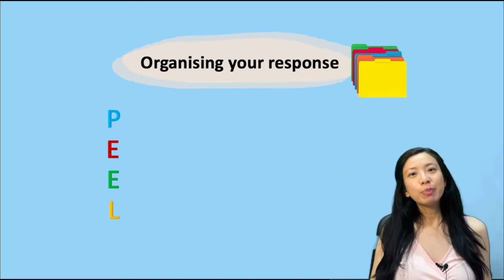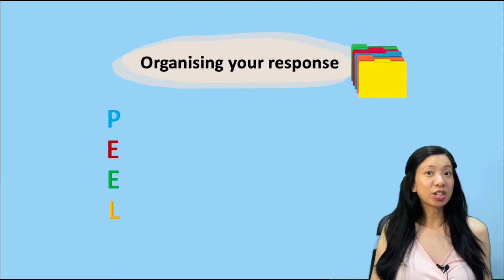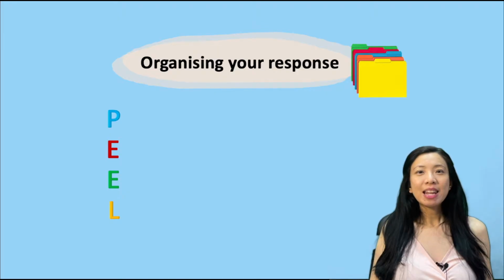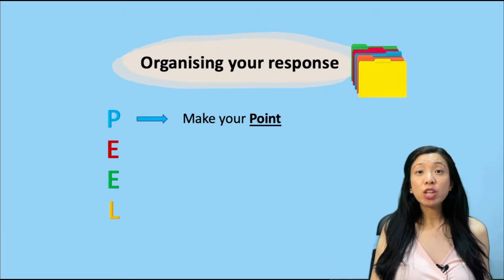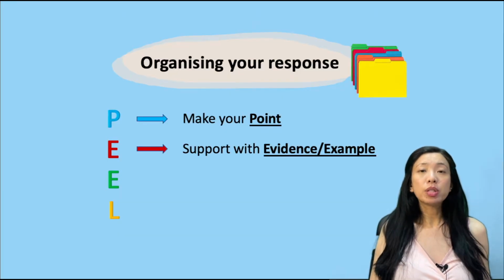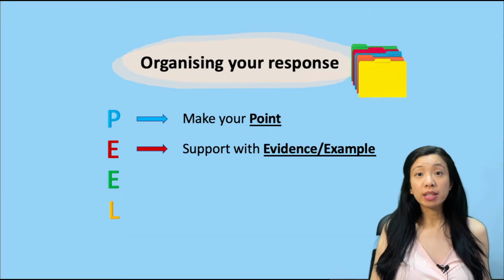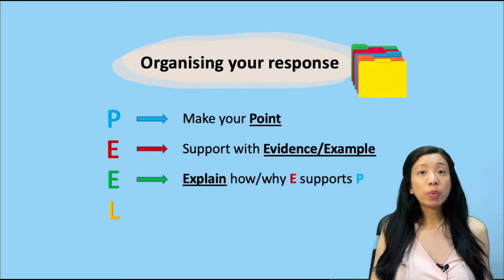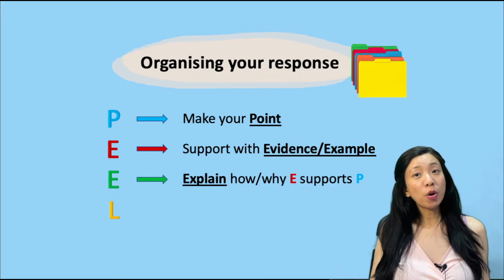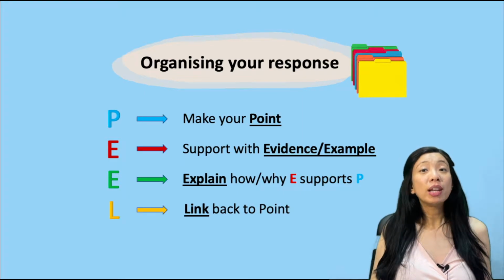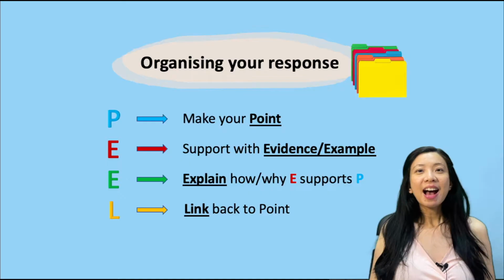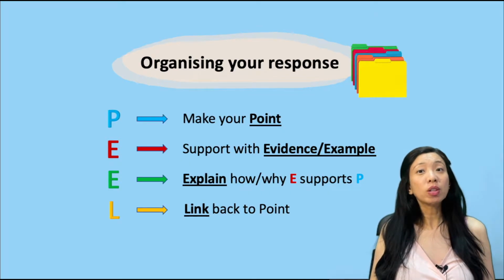Like I mentioned right at the beginning of this video, we can use the PEEL structure to organize our response. Let me very quickly go through what PEEL stands for. P stands for making your point. E means to support your point with evidence or examples. The second E is where we have to explain how or why our example supports our point. And L stands for link back to the point. I have another video where I go through in more detail what the PEEL structure is all about, and I'll leave a link in the description box below for you.